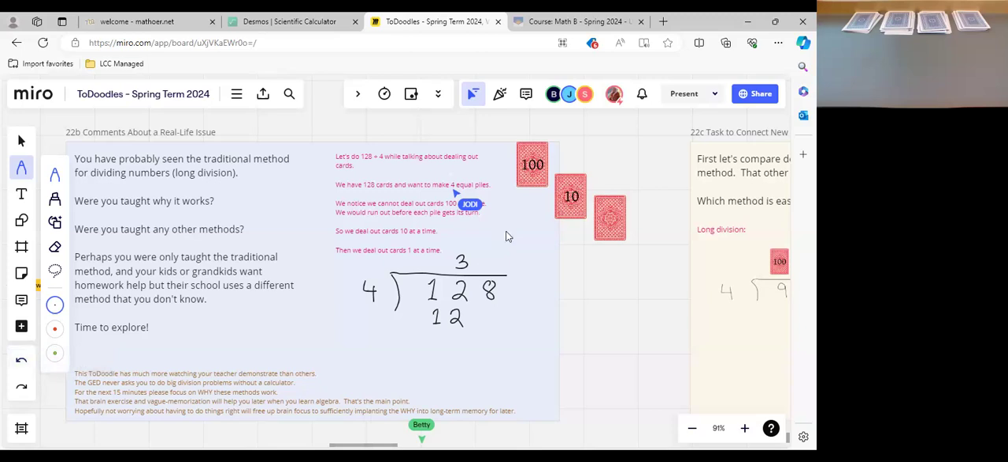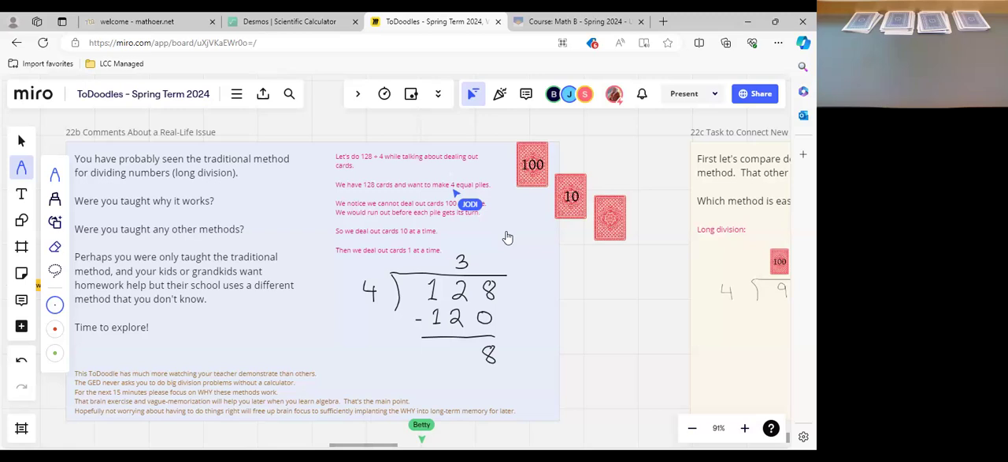Each one, I was doing not 3 singles, but 3 tens. You saw me do that on the camera a moment ago, right? So that made all those go away. 12 minus 12 is 0. What that really means is out of 128 cards in my hand, 120 are now on the table. So I have 8 cards left.